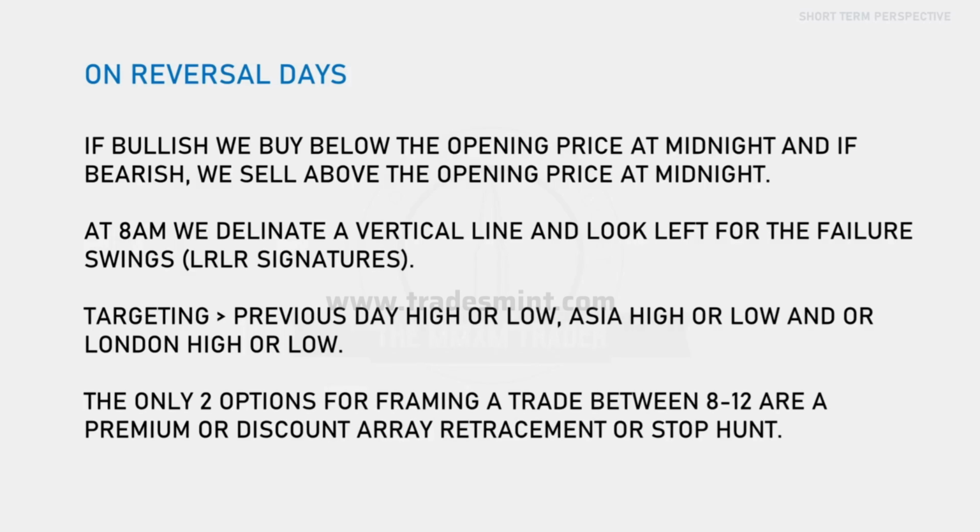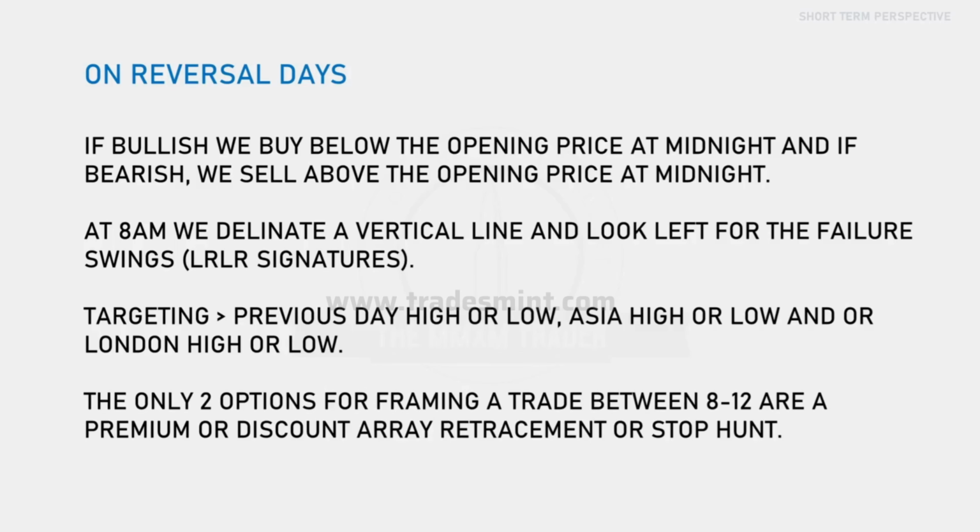So at 8 a.m. we delineate a vertical line, and then we look left for those failure swings, right? Those LR signatures. Then we think back about core concepts, right? Failure swings, engineered liquidity, equal highs, equal lows, trend line, and all that kind of stuff. Now what are we targeting? We're going to be targeting previous daily high or low, right? The easiest draw on liquidity, Asia high or low, or London high or low. The only two options for framing a trade between 8 and 12 are premium and or discount array retracements or a stop hunt.